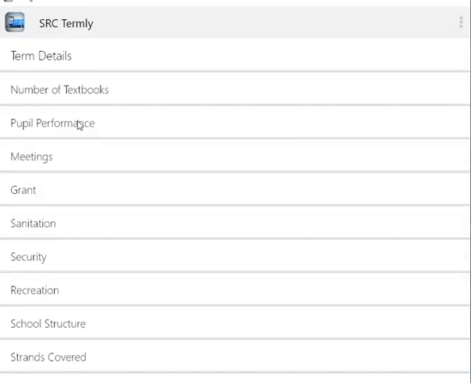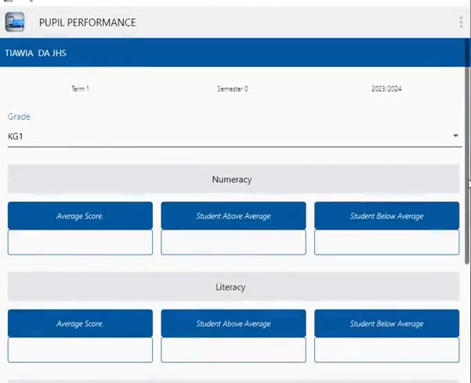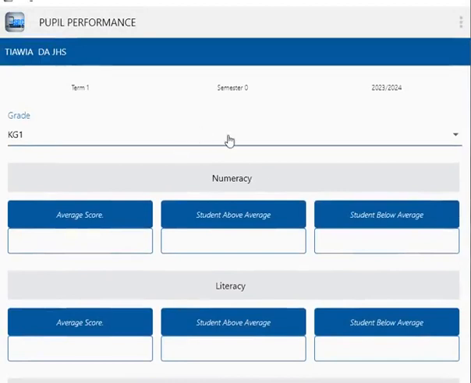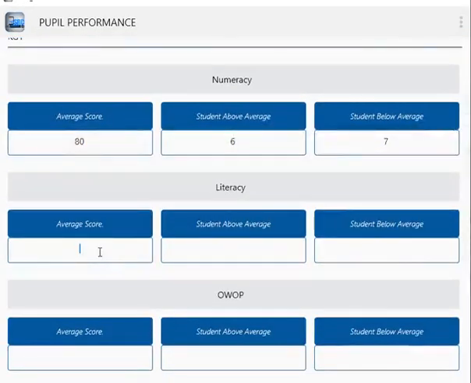Now we want to provide records on pupil performance. So you click on pupil performance. Then here too, similarly, just as we did for the school records book, you follow the same trend. You take KG1, record the average score, let's say 80, the number of students above average, let's say 6, students below average, let's say 7. Then average score 70 for literacy, let's say 78, numeracy 5, students below average. Now, in all this, you must make sure that the students above average and students below average, when added together, will give you the number on roll of the class.